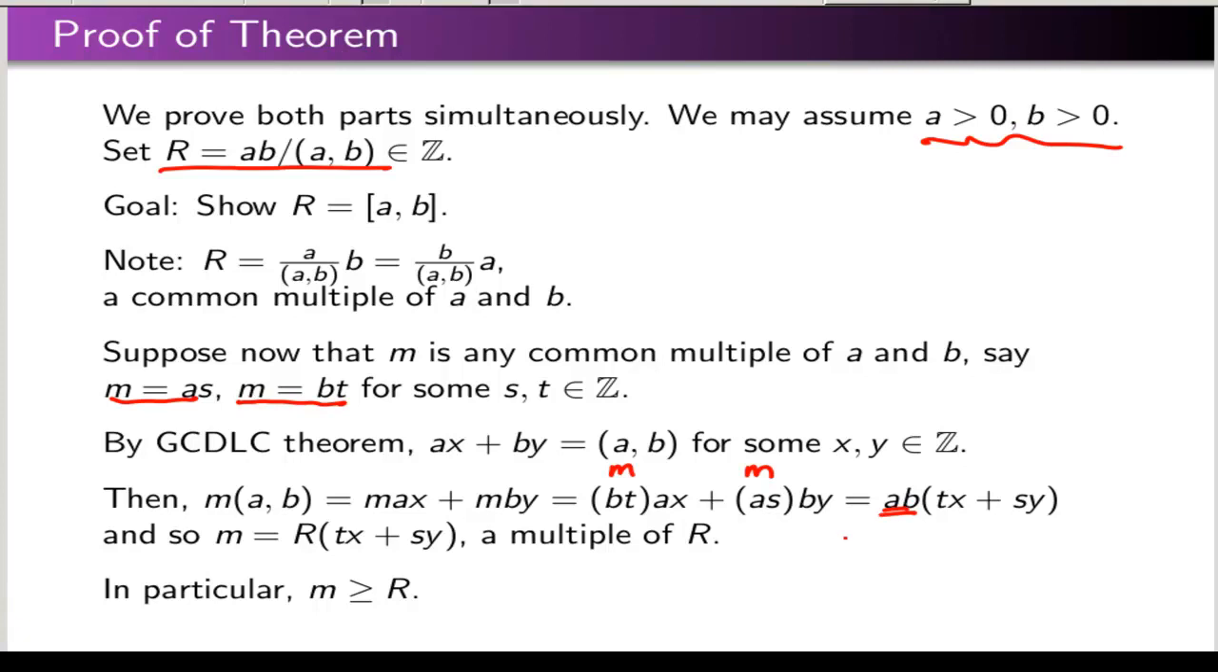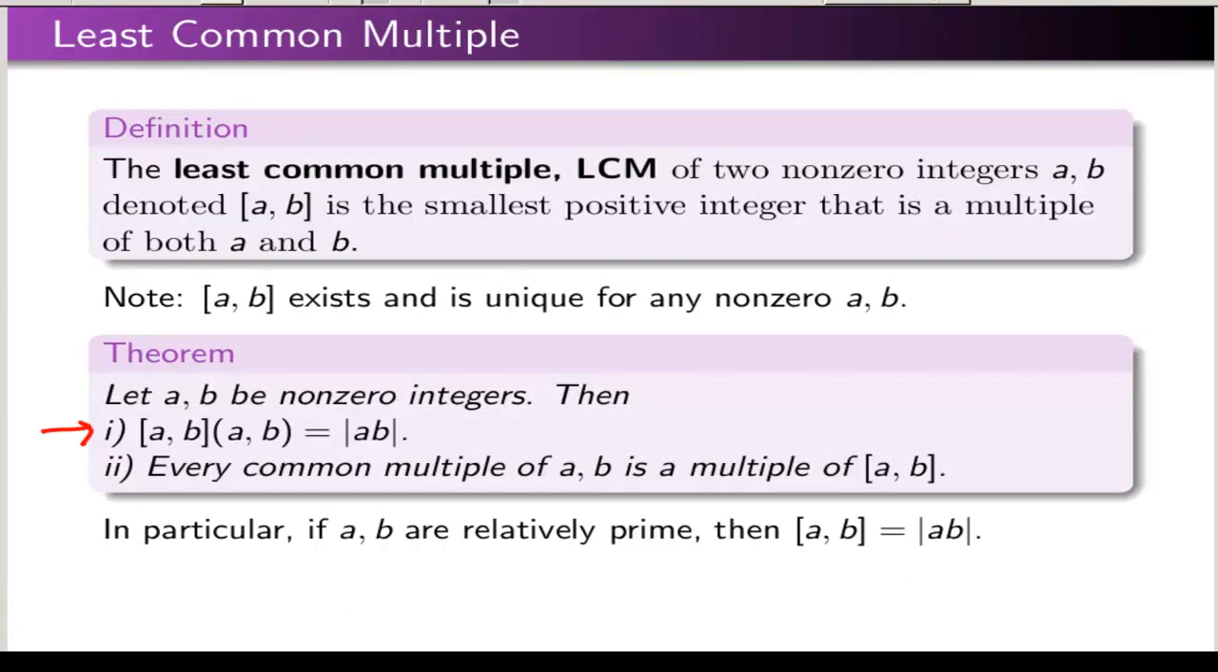So recall R is AB over this. So when you divide by that, you're getting the factor of R sitting right here. And so we get a multiple of R. Okay, now this proof is a little mysterious. We're going to give a much more, what I call, intuitive proof of this property by using prime power factorizations.